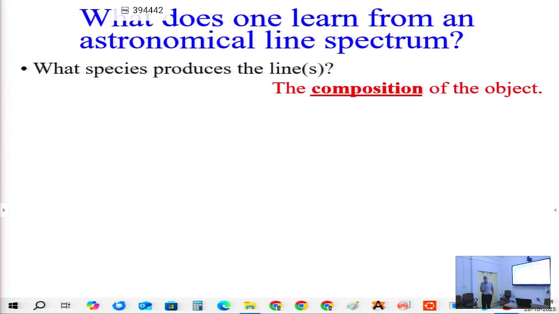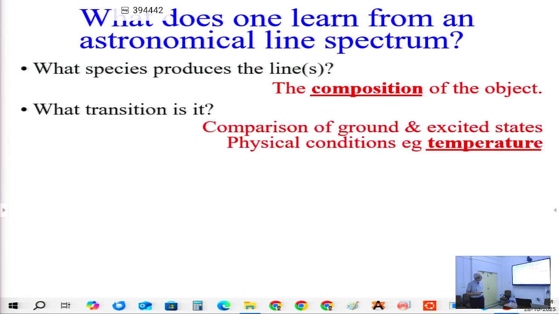Normally, just knowing it's there is not really enough. You want to know how much. Okay, we'll come to that. Second is, if you can understand which transition it is, you can make a comparison of ground state and excited state, either absorption or emission, and that gives you a temperature. I'll show you examples of how you extract a temperature using spectra.